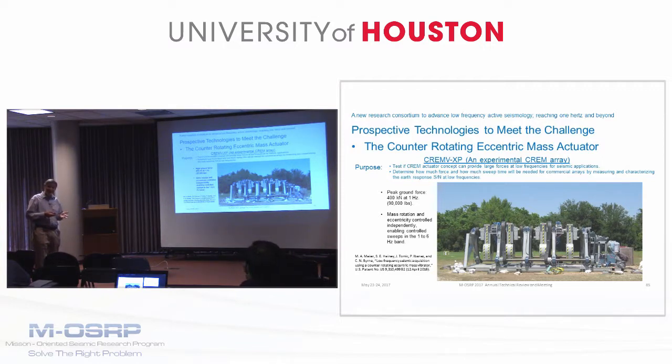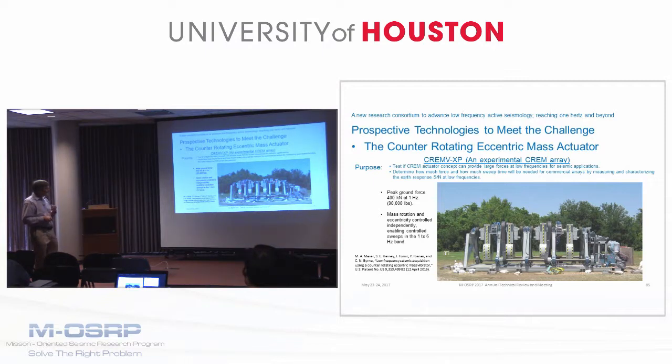I would say right now we have an idea of what it might take, but it would be nice to be able to take it out and actually do some measurements of signal-to-noise and verify that. This device is capable of producing 400 kilonewtons at 1 hertz, 90,000 pounds. It has mass rotation and eccentricity controls, which are controlled independently, and that allows you to do controlled waveform sweeps. It can operate in the 1 to 6 hertz band. The idea here, you can see it's a platform. It has 2 sets of counter-rotating masses for a total of 4 masses. And you can see the axis of rotation is right up here.